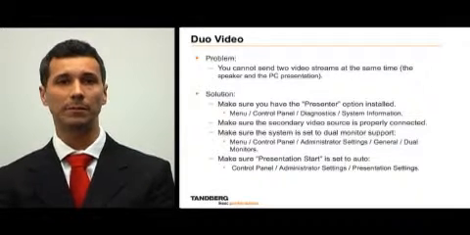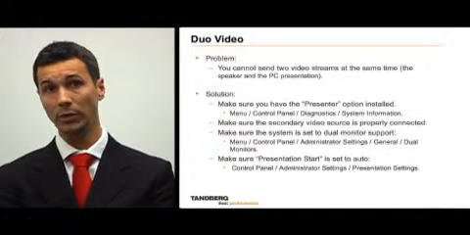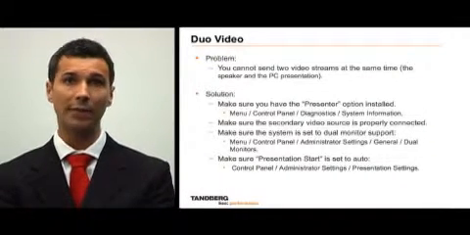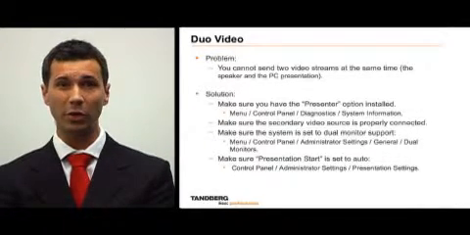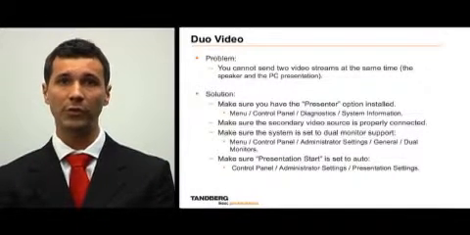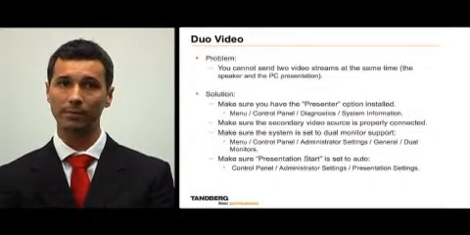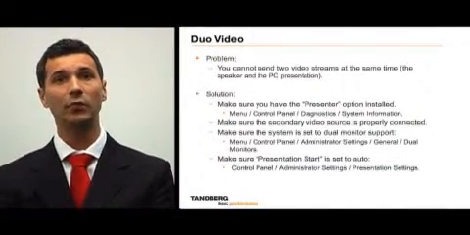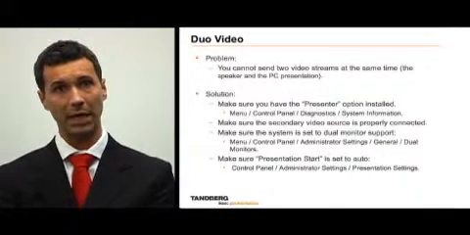Duo video streams. If you can't send two video streams at the same time, for example, if you cannot see both the speaker and the PC presentation, your first step is to make sure you have the presenter option installed on your system. Next, make sure the secondary video source, for example your PC, is properly connected to the endpoint. Finally, check and make sure the system is set to dual monitor support in the main menu. To do this, select the menu key on your remote control, choose Presentation, and select Duo Video.